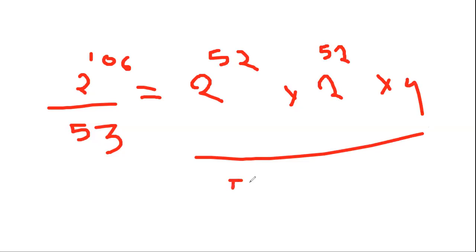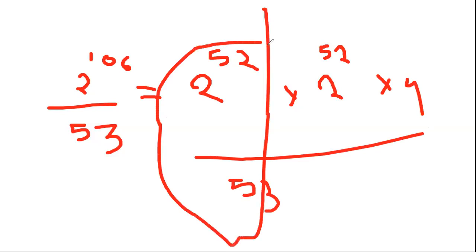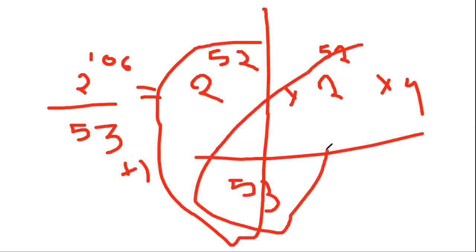So this will give what? 1 plus 1. This will give what? Remainder. Again, this is Fermat's theorem. This will give also plus 1. And when you divide 4 by 53, the remainder is plus 4. That's your answer. So 4 is the answer, right?